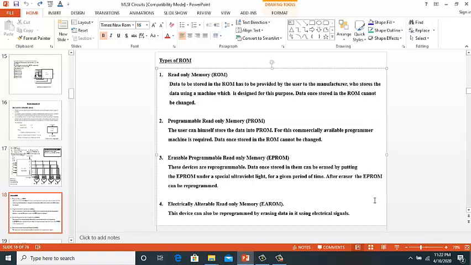Now the fourth type is electrically alterable read-only memory. Again in this ROM we can erase the information by applying electrical pulses, and we can rewrite data into this ROM. EPROM and EAROM both are reusable, and they can be reused for more than 100 times or maybe more, depending on the quality of the product. So that's about all.